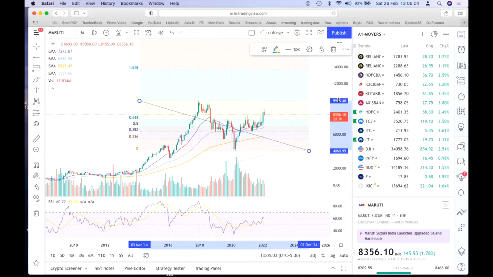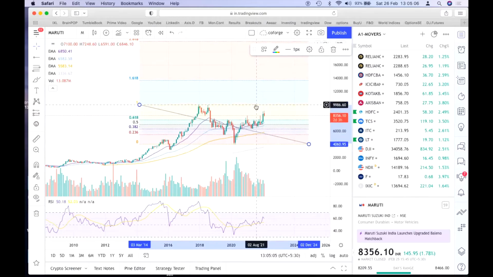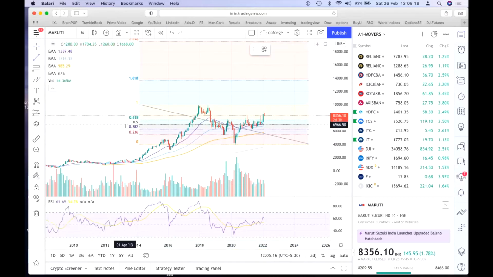And the chances are now, for example, if it ever breaks this zone, yeah, in the next few years its next target will be this zone. It's closer to what I was telling you, 12,500 rupees. I drew this trend chart.